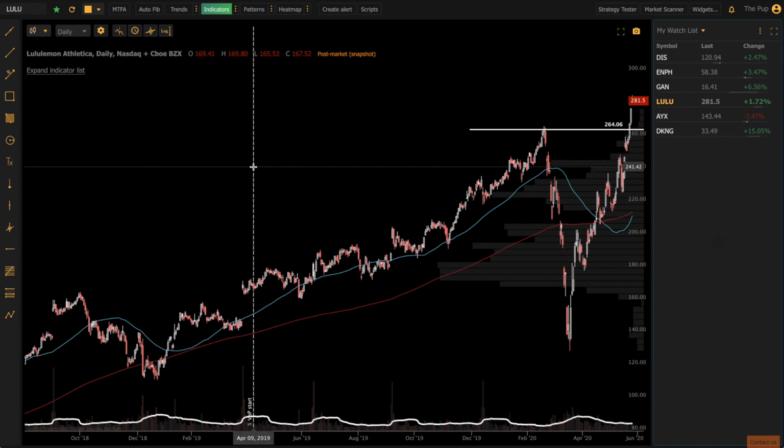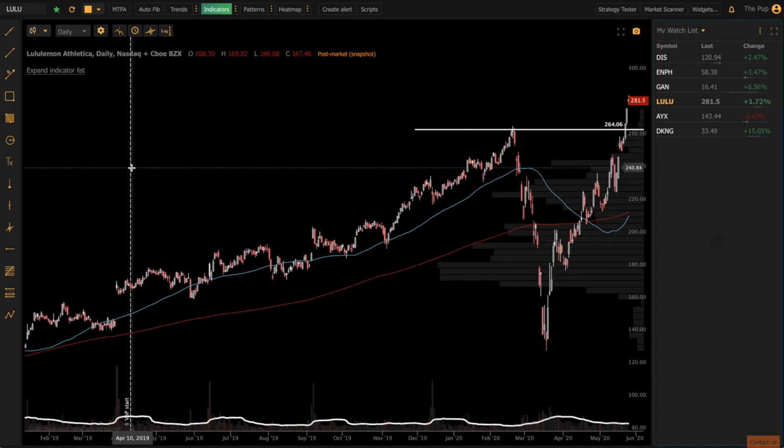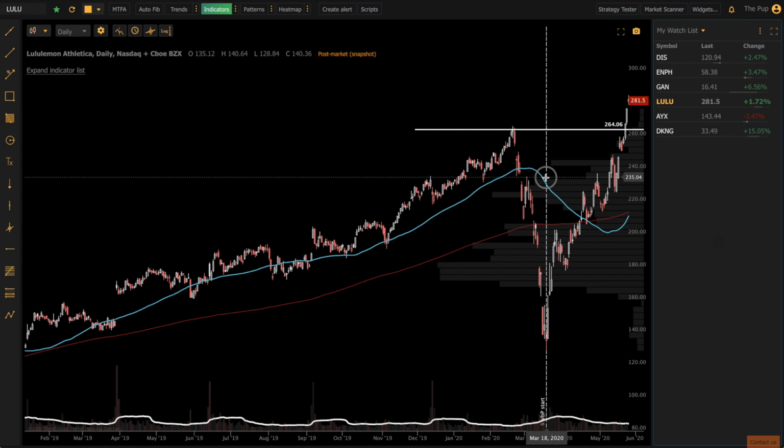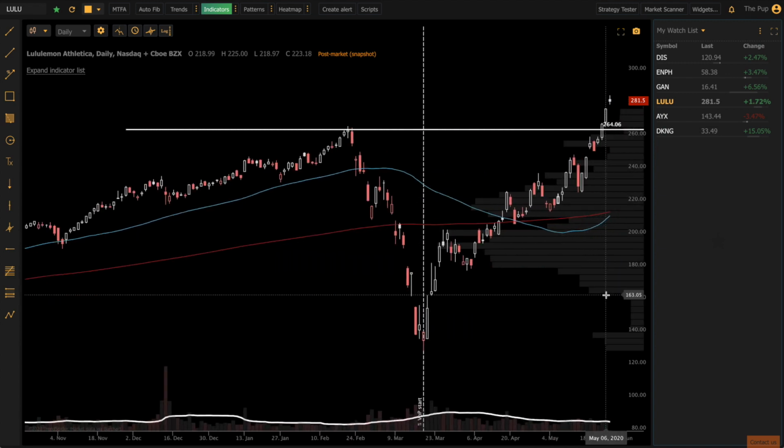If I could just grab onto it. Come on, you can do it. It doesn't want to pick it up. Let's see. Okay, there it goes. All right. I'm going to actually anchor that to the recent low and see what's going on with price.